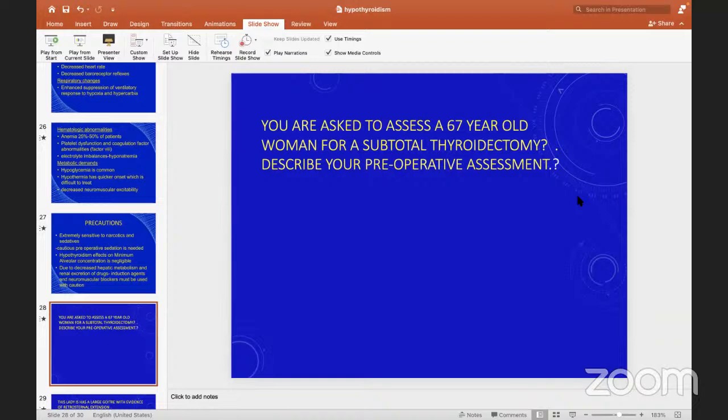Coming to the CVS, I will look for the heart rate. Mostly the patients will be bradycardic, and they will have a hypodynamic circulation. And then for respiratory, I will check the respiratory rate and the air entry. Sometimes hypothyroid patients will have a pleural effusion, so I will rule that out also. Okay, yeah, very good. Now, what are the investigations that you would like to get done for this patient?